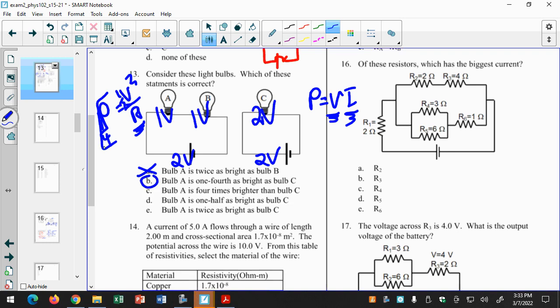Let's just step through these other ones. Bulb A is 4 times brighter than bulb C. Not true. Less voltage. It's not going to have as much power. Bulb A is 1/2. It has half the voltage, but not half the power because it's dependent upon V squared. And then bulb A is twice as bright as bulb C. No, that's not true either because it's less bright.